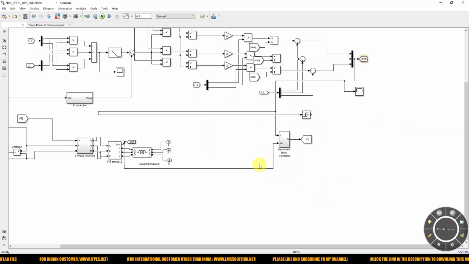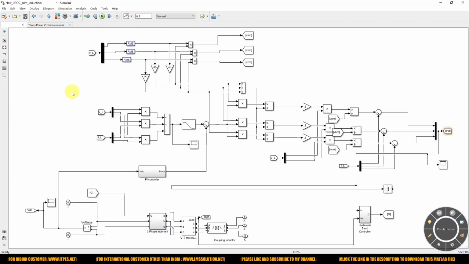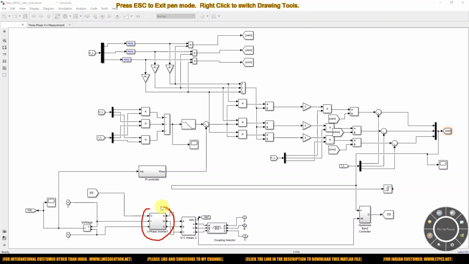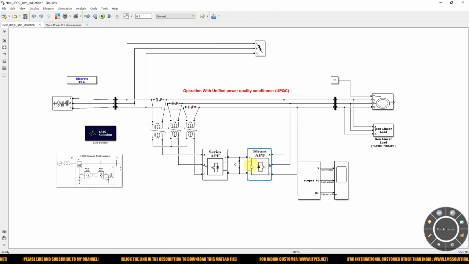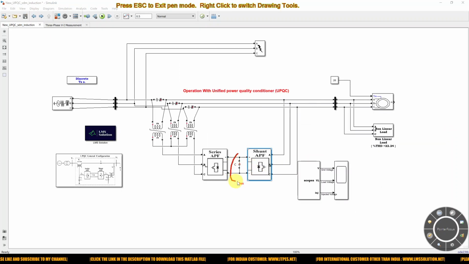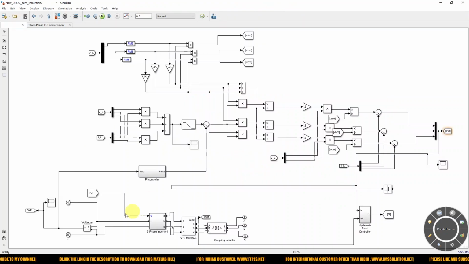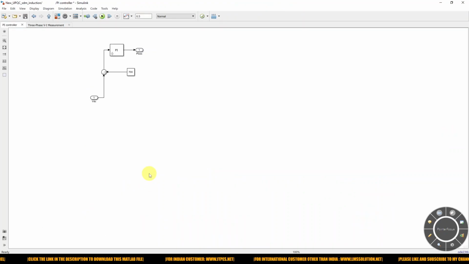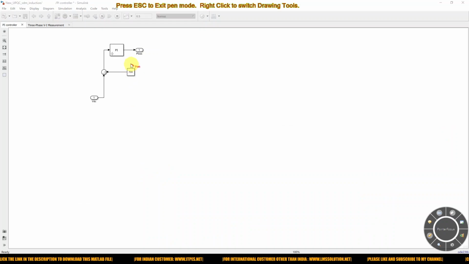So next we have to see the shunt filter control. Here we are using the synchronous detection method control concept. This is the shunt inverter or shunt converter. Here we measure the DC voltage, compare it with the reference voltage and process it via a PI controller, and this generates the real power loss.